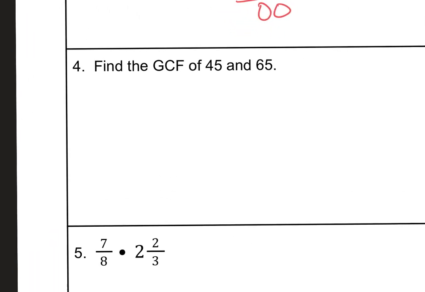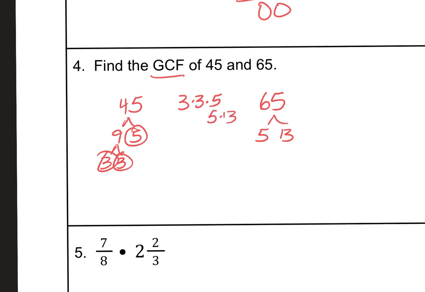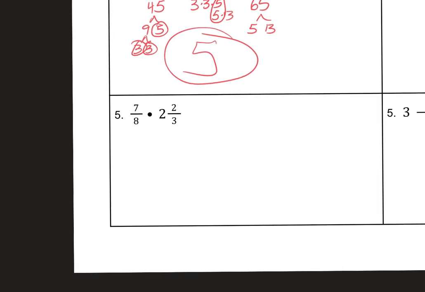Problem number 4. I recommend using factor trees for this. We're finding the greatest common factor of 45 and 65. We have to factor our numbers down to their prime factorizations, circling them all when we get their prime factorizations. Circle common pairs, and we find that the greatest common factor between 45 and 65 is 5.